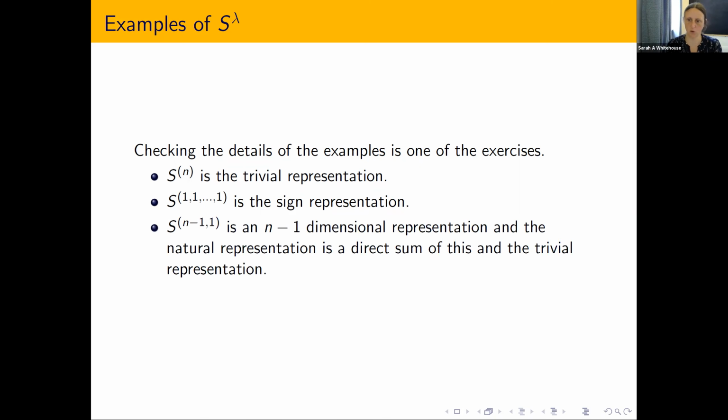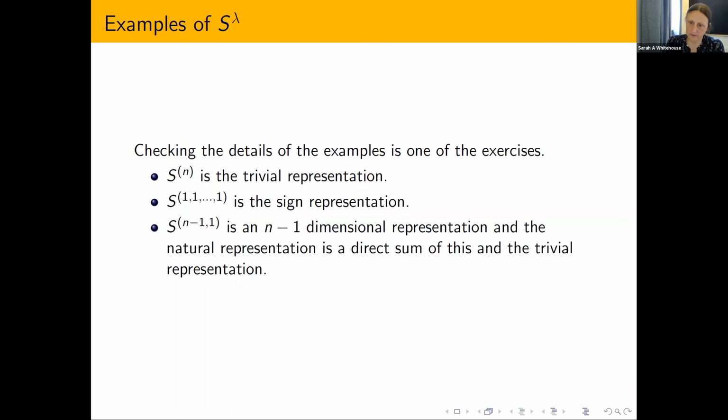And then here's one more where there's something a bit more going on, and where I won't say very much. I'll leave the details as an exercise. So if you took the partition where n minus 1 is on the first row and 1 on its own on the next row, then if you trace through the details of what's going on here, you will find that it's an n minus 1 dimensional representation that we've constructed here. And it is irreducible. I mean, kind of the point is that we're constructing irreducible ones.